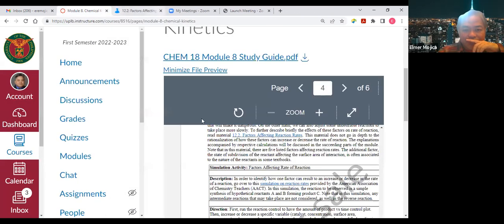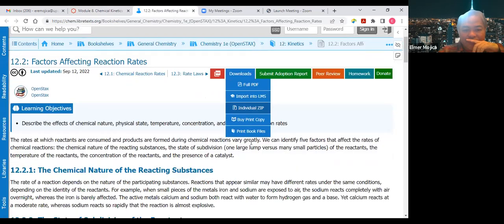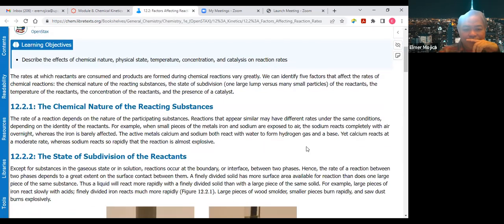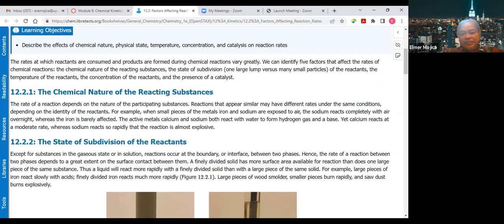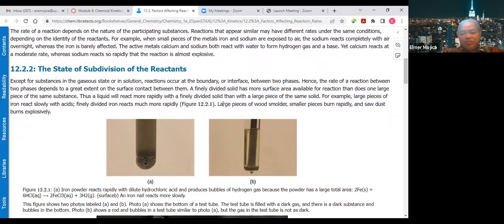Okay, and then there's also a material that tells you about the factors that affect your stuff. So the first thing ay tinatawag nating nature of the reacting species. Okay, so it depends on the identity of the species that you have. So merong materials like sodium, when you put it in water, the reaction is so fast. Unlike other materials like calcium, which is, what we call, slow. Okay? And then yung tinatawag nating subdivision of the reactant.